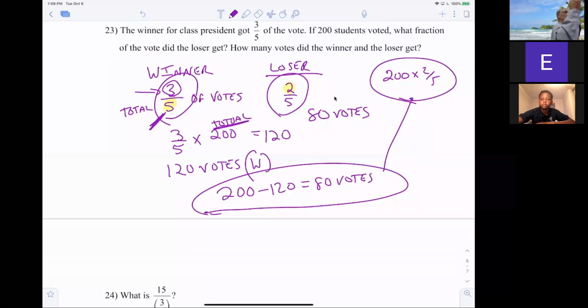If you do 200 times 2/5, that's what I did, and it's 80. That's 80 for the loser. Or we can do what? 200 minus 120, and that's another way to find the losers. Everybody agree with me on that? All right. Brennan, you had a question.